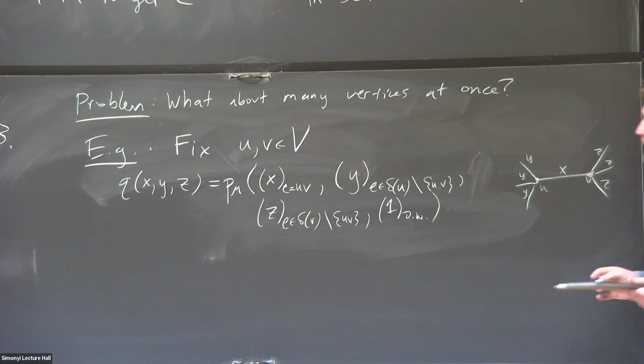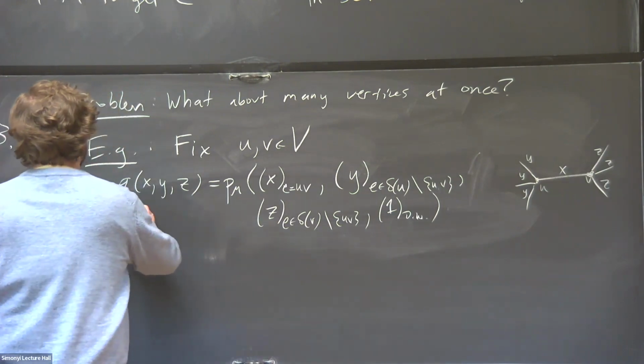Okay? And since I've only done these types of operations, which I told you before preserve real stability, then I know that this polynomial Q is also real stable.